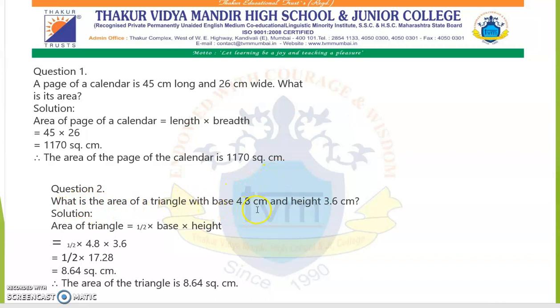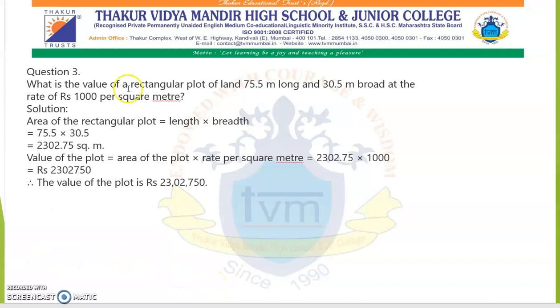What is the area of a triangle with base 4.8 centimeter and height 3.6 centimeter? Area of triangle is equal to half base into height, half into 4.8 into 3.6, half into 17.28 equal to 8.64 square centimeter. Therefore, the area of triangle is 8.64 square centimeter.